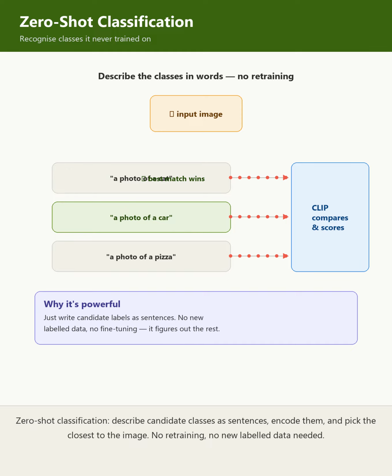Now here is the magic trick that got everyone excited. Because CLIP understands language, it can classify images it was never explicitly trained to recognize. This is called zero-shot classification. You simply write out candidate labels as sentences, like "a photo of a cat," "a photo of a car," "a photo of a pizza." CLIP encodes each one, compares them to the image, and picks the closest match. No retraining, no new labeled data. You just describe the classes in words and it figures out the rest.